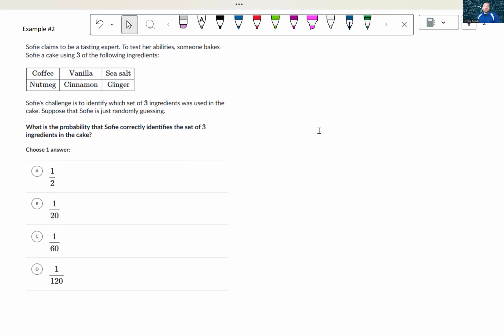Okay. So for step 1, we're going to figure out what is happening in one complete result. So one outcome is a set of 3 ingredients chosen from the 6 available ingredients.